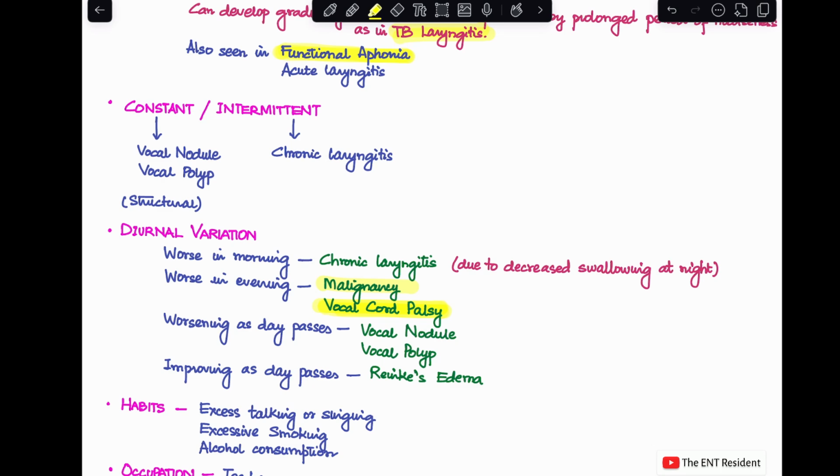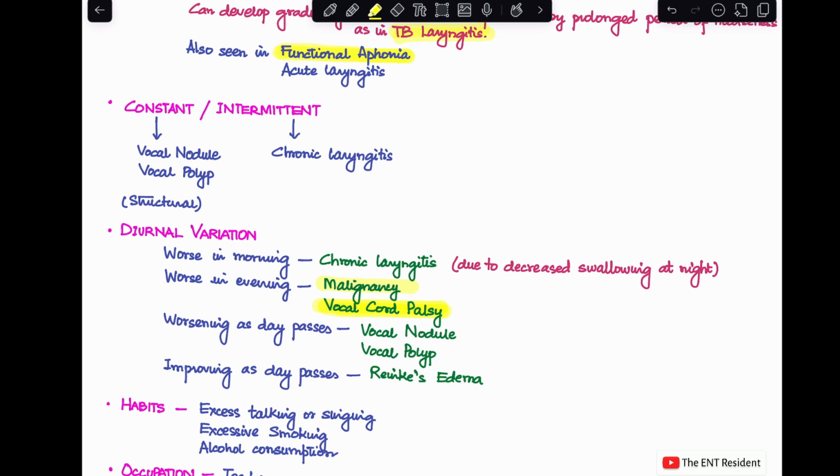But with more rest of the voice, the condition starts to become a little better, which is why one of the most important management steps, when a person comes with a very tiny nodule, is conservative management: you tell the patient to not use their voice for a while, and whenever they do use the voice, to use it very lightly. And there are certain conditions which improve as the day passes. For example, Reinke's edema is one such case.